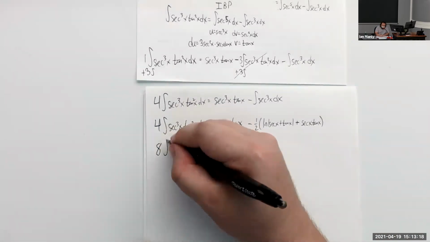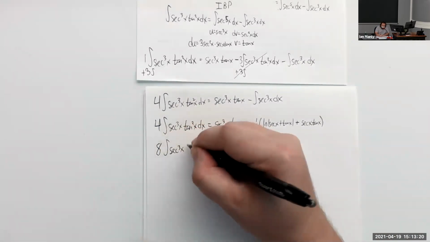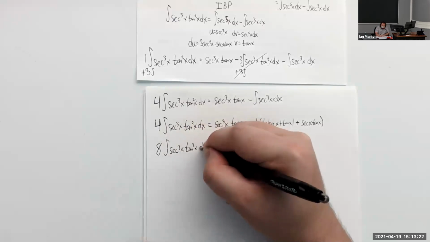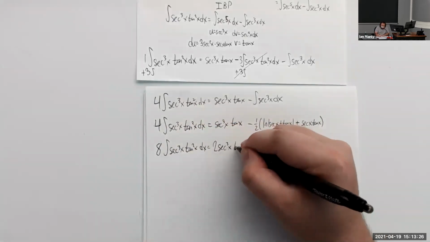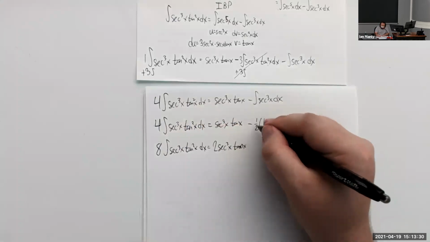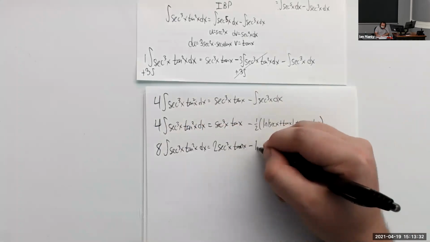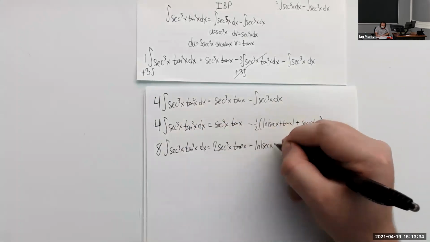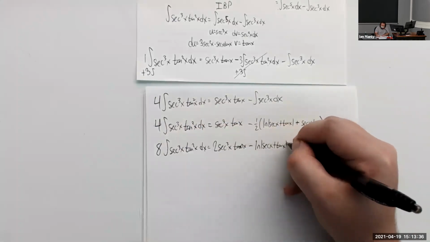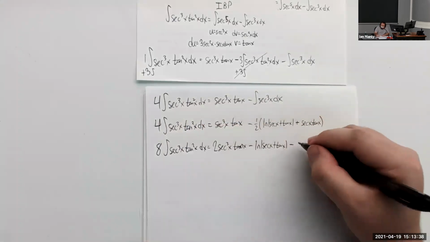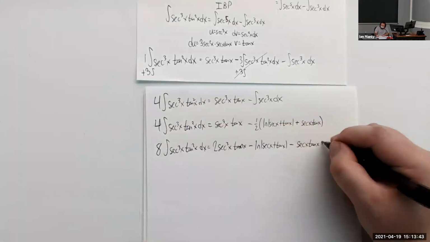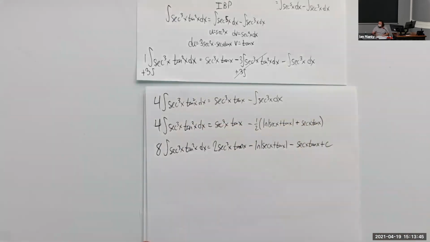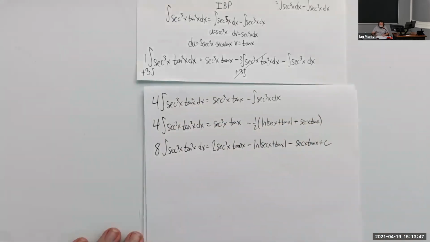So 8 times the integral, which is what we wanted, is 2 secant cubed tangent. And the nice thing about multiplying by 2 is it cancels out with this 1/2. So I have minus ln of secant plus tangent. And if I distribute the negative sign here, I have secant times tangent. We're done with our integral, so we can put our plus c at the end there.